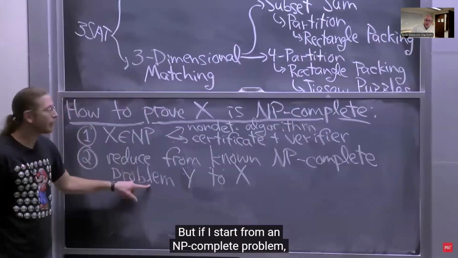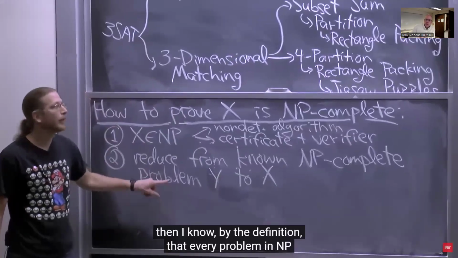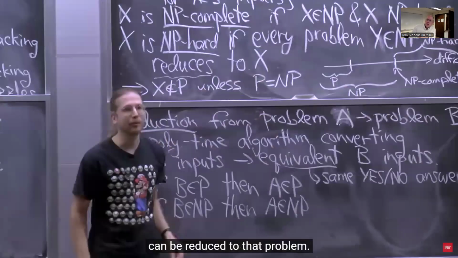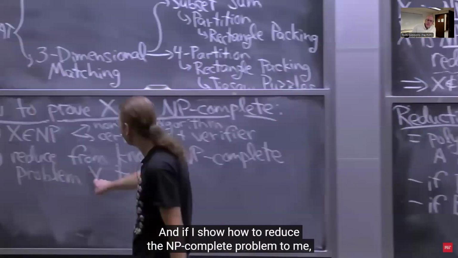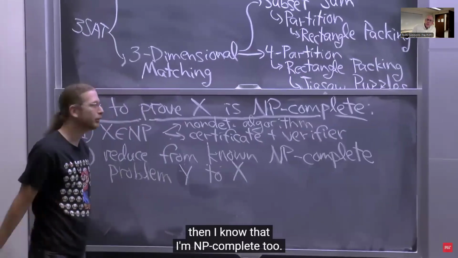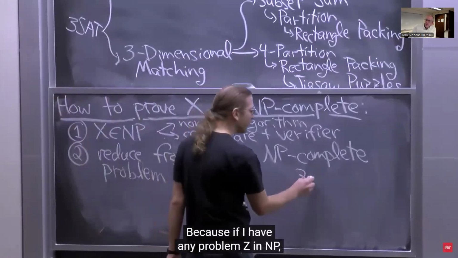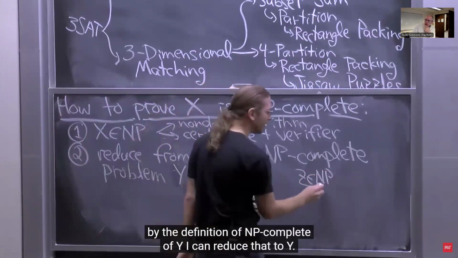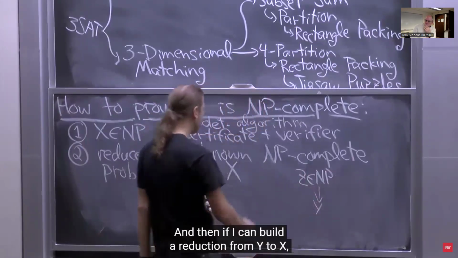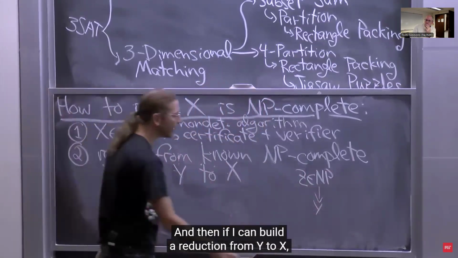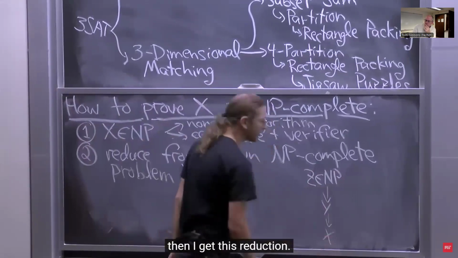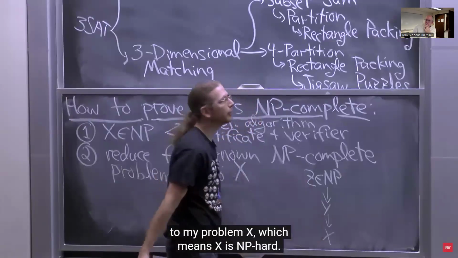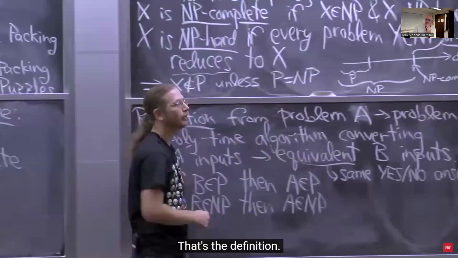But if I start from an NP-complete problem, then I know by the definition that every problem in NP can be reduced to that problem. And if I show how to reduce the NP-complete problem to me, then I know that I'm NP-complete too. Because if I have any problem Z in NP, by the definition of NP-complete for Y, I can reduce that to Y. And then if I can build a reduction from Y to X, then I get this reduction. And so that means I can convert any problem in NP to my problem X, which means X is NP-hard. That's the definition.